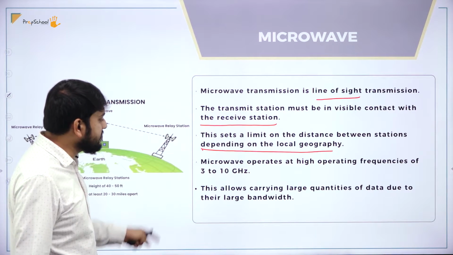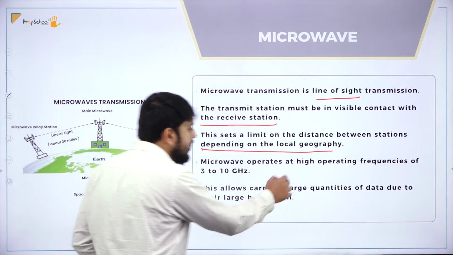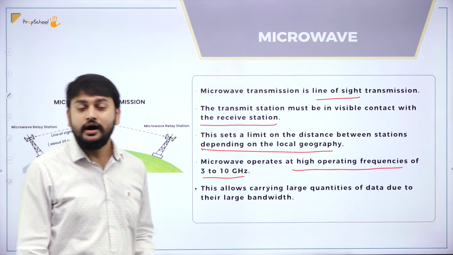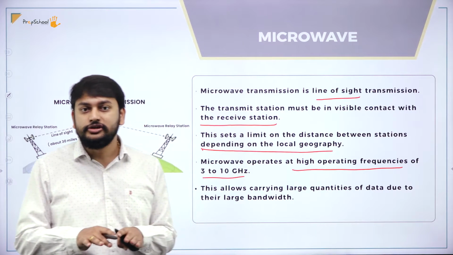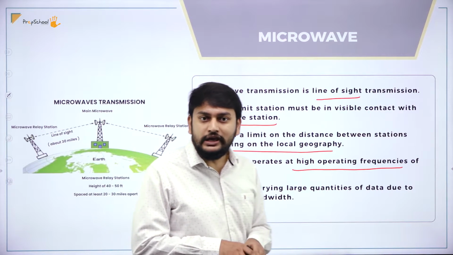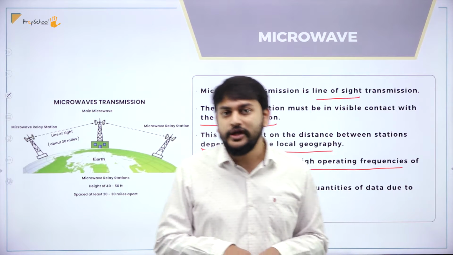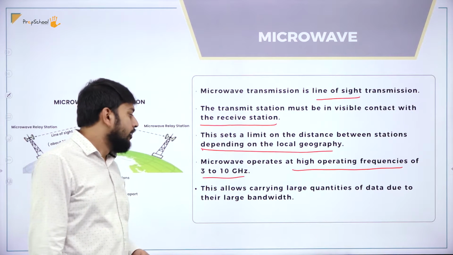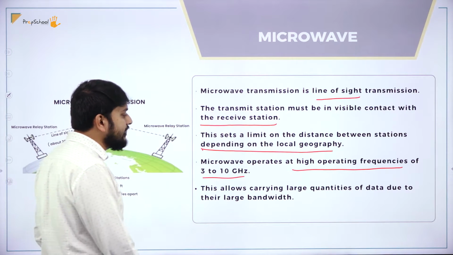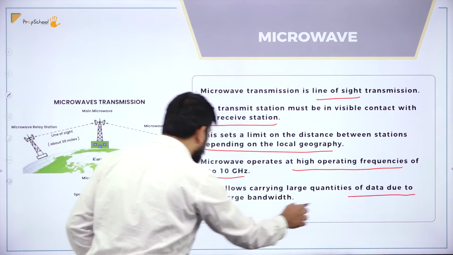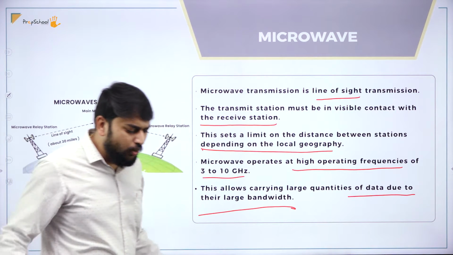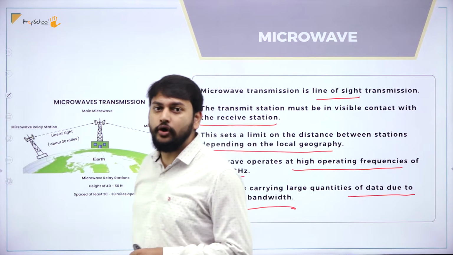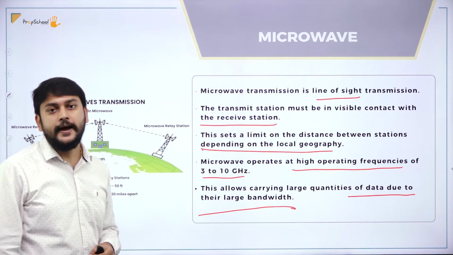The next point is the microwave operates on high operating frequencies of 3 to 10 gigahertz. The range of frequency in which microwaves operate, between 3 to 10 gigahertz, is what you should understand. This also allows carrying a larger quantity of data due to their large bandwidth. That's the only advantage I see in this technology when we compare to all other unguided media.